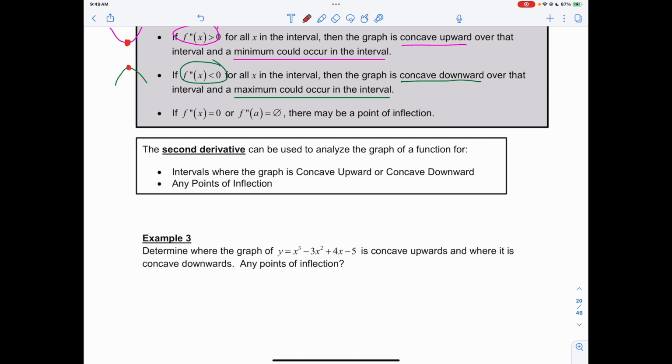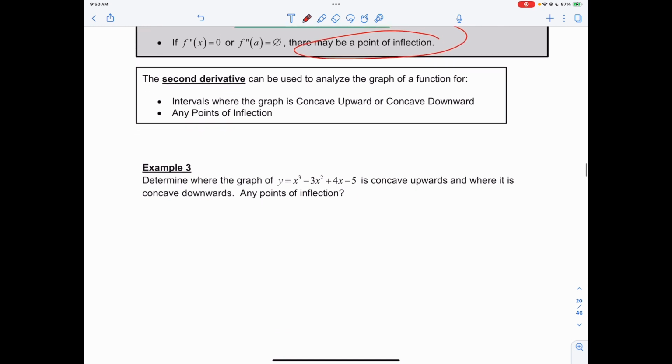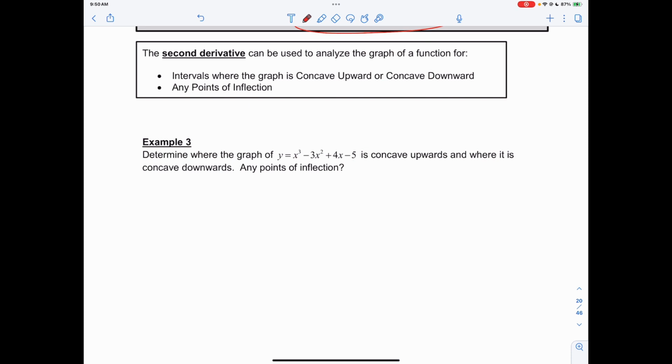If f double prime of x is equal to 0 or f double prime of a does not exist, there may also be a point of inflection. The second derivative can be used to analyze the graph of a function for intervals where the graph is concave up or concave down, and to determine points of inflection.